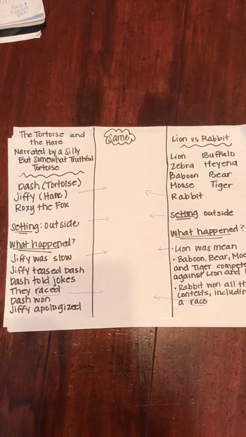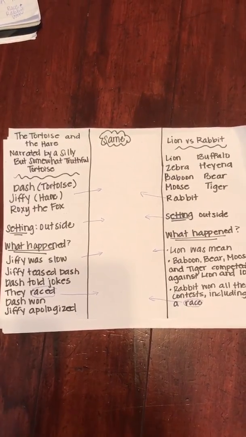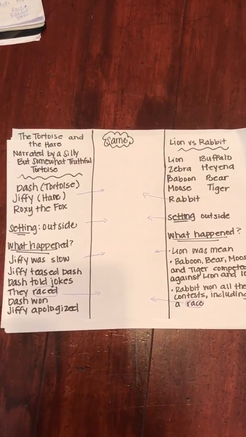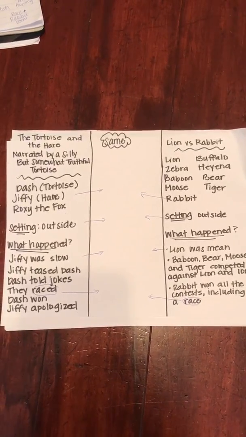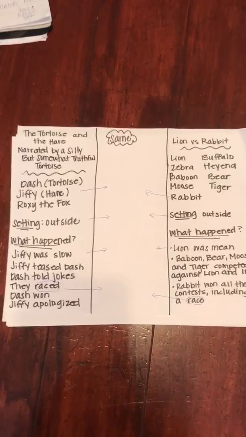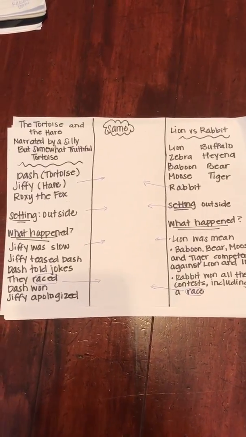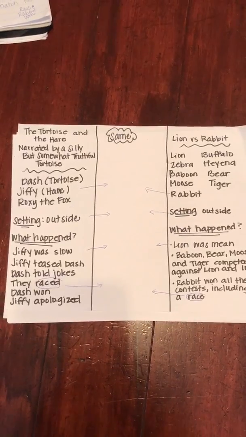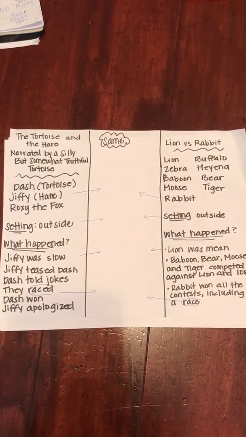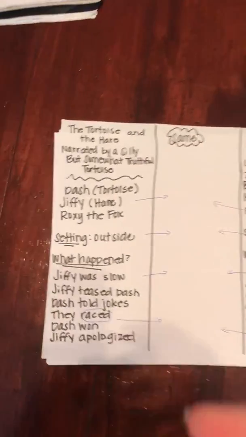So what we're going to do today is we are going to compare and contrast those two stories. When we compare, that means that we're talking about how the stories are the same or similar, and when we contrast, we're talking about how the stories are different. So I've already made a chart that listed the story elements, the characters, the setting, and I listed what happened, which is the plot of the story.